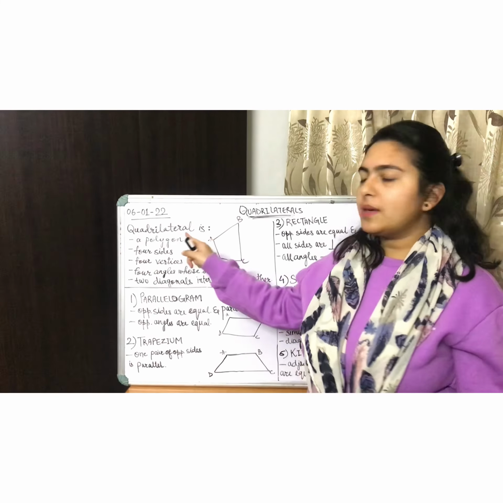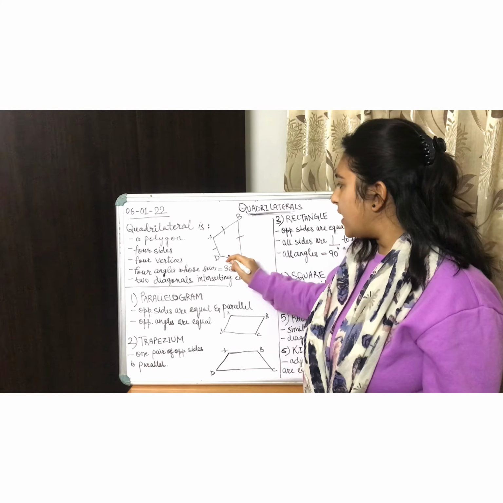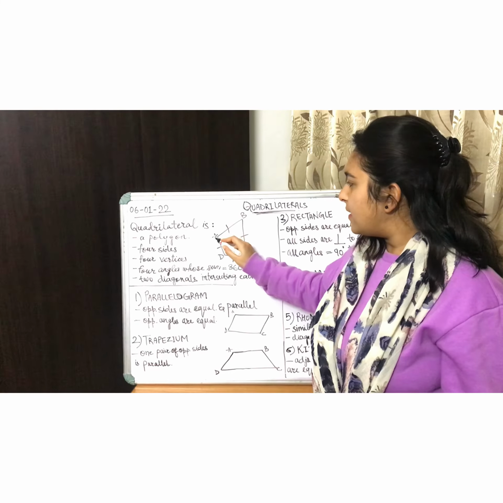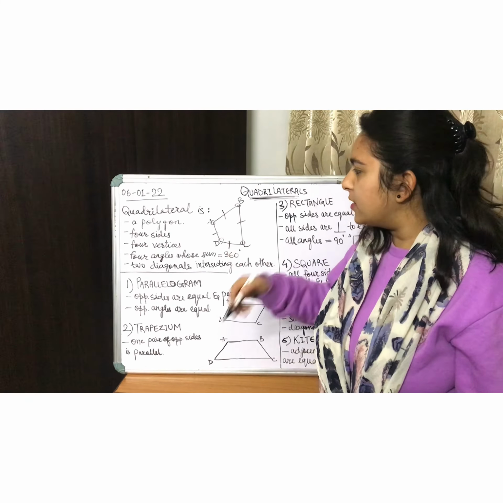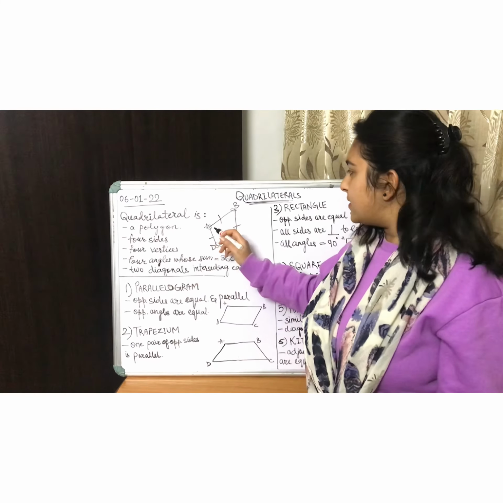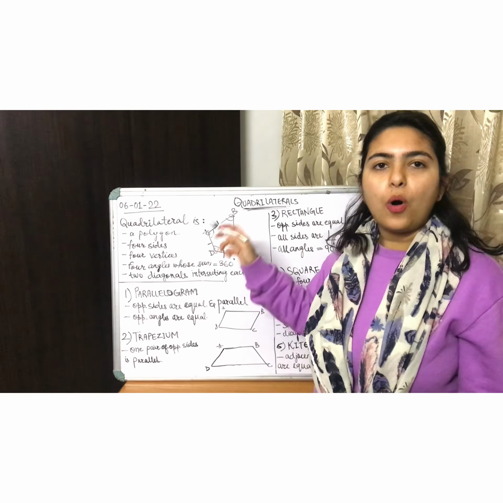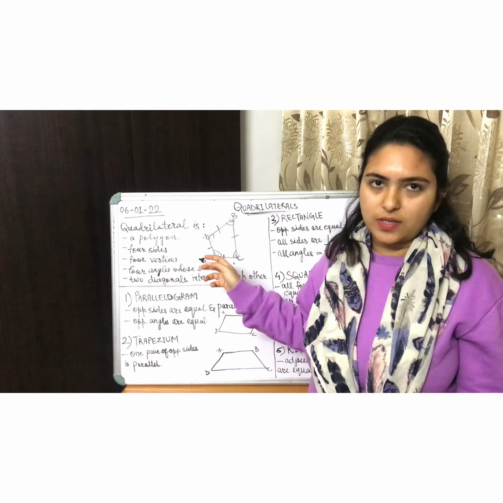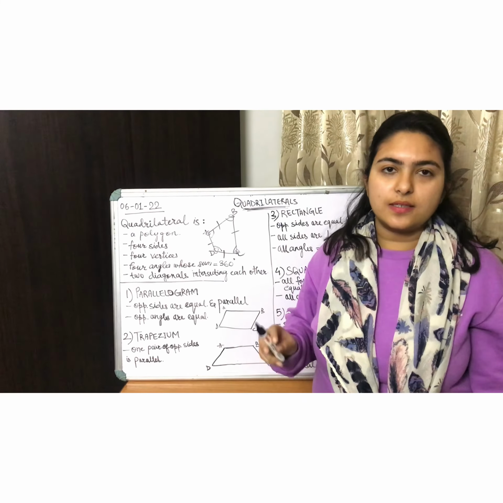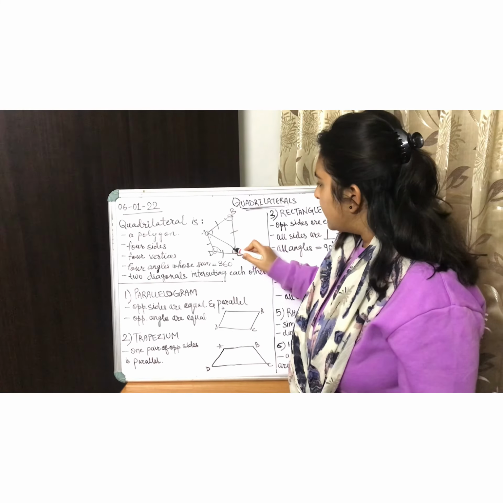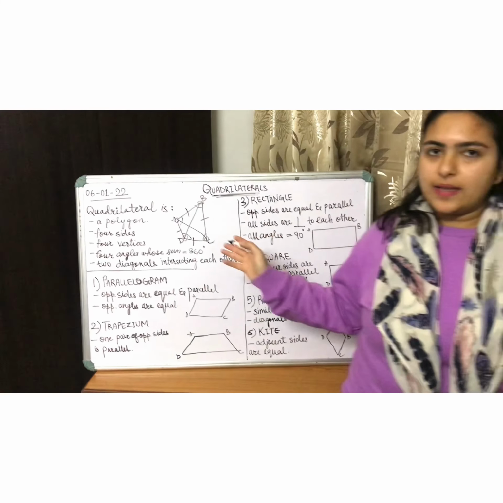A quadrilateral is a polygon which has four sides and four vertices, that is A, B, C, D, which we can also call corners. It has four angles, angle A, angle B, angle C, angle D, and the sum of all these four angles will always be 360 degrees. Also, it has two diagonals that will always intersect each other, that is, AC will always intersect BD. Okay, so I think that is clear.